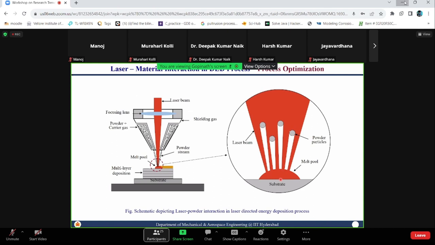Now, you also have to understand that sometimes your powders will have some kind of oxygen, because they are small in size. They absorb moisture or they catch oxygen. All those things will happen.